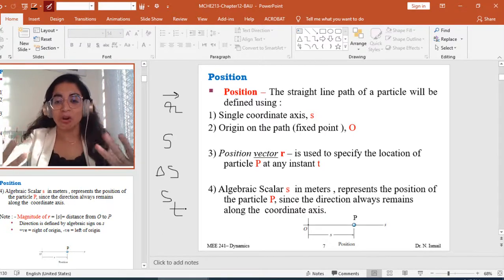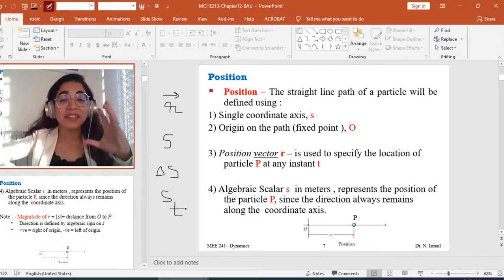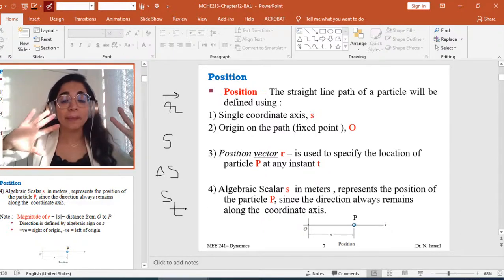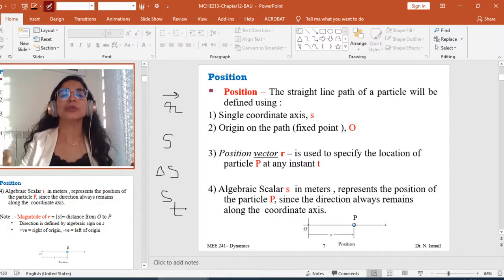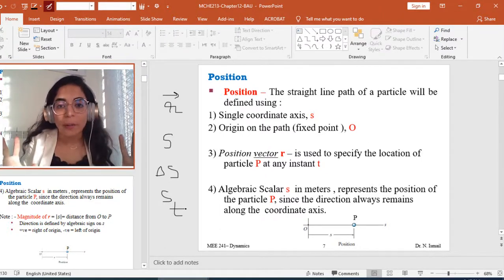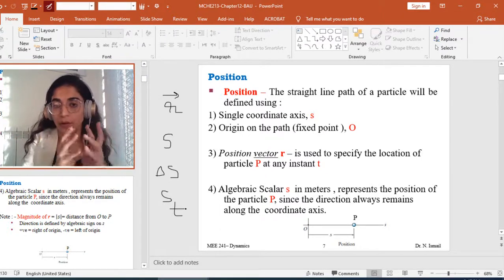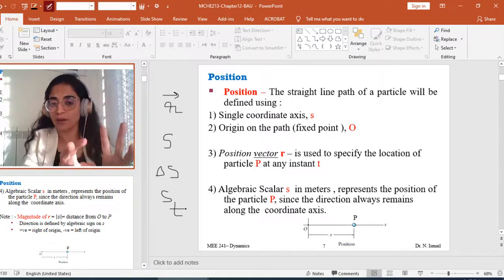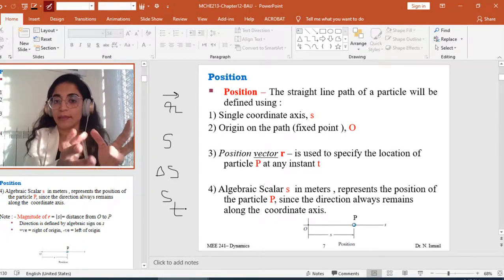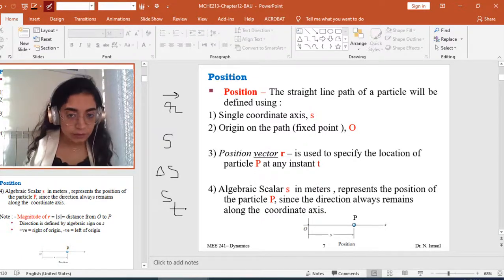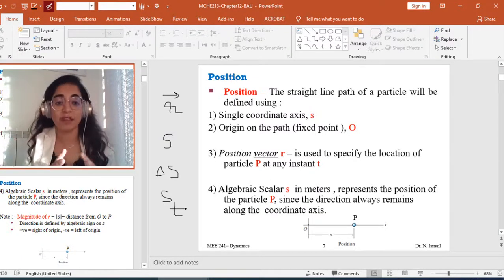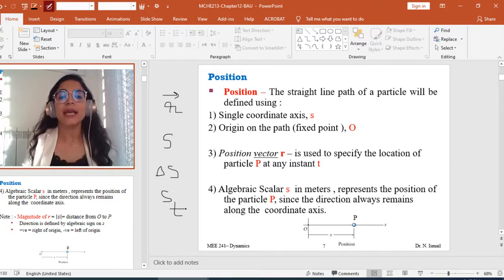So let's start by differentiating these parameters from the very beginning of this chapter, because I don't want you to be confused by the difference between them. So R, as you see, this is a vector, which means it has a magnitude and it has a direction. This is a vector, and this vector is called the position vector.